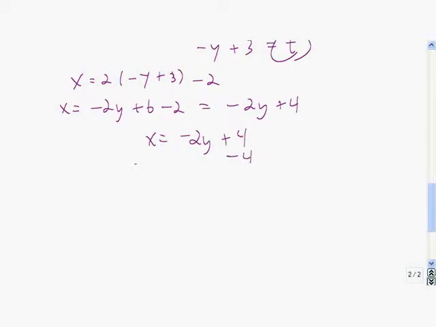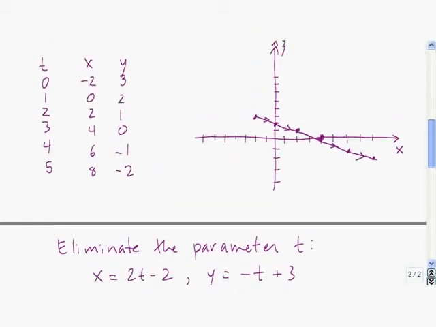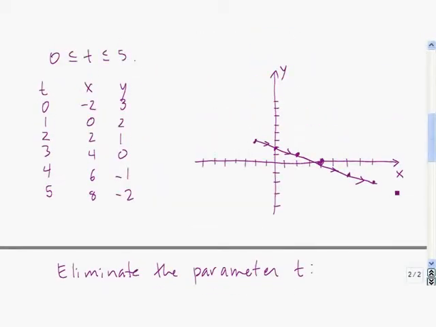So what we'll do is subtract 4 from both sides, and then we'll divide both sides by negative 2. So we get negative 1/2 x plus 2 is equal to y. So that right there is the equation in terms of x and y for the curve that we just graphed right there.